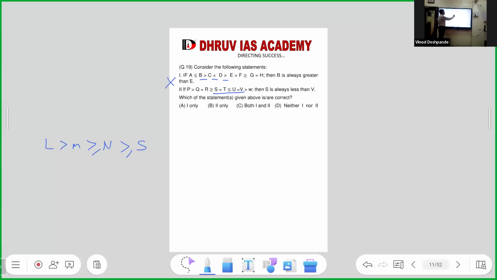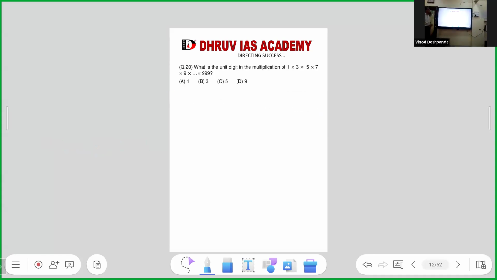Okay. So here, which of the statements given above is correct? Because the word used is always. Sometimes it may be the case, but not always. So that's why our option is neither 1 nor 2. So neither of the statements given is true. Okay. So this is the problem on inequality.